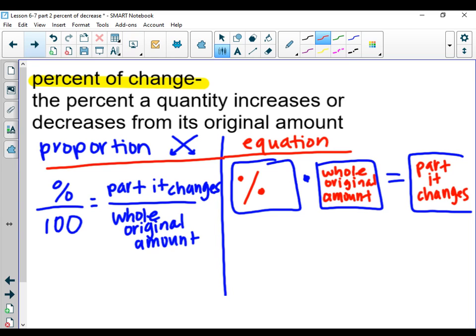There's two options for solving. Option 1, if you're a cross productor, you are multiplying. Option 2, if you are an equationer, you're setting it up like you can see here. Do you need to pause and write anything down?